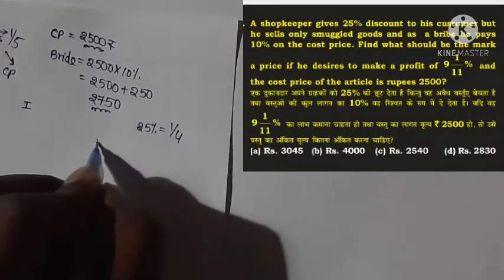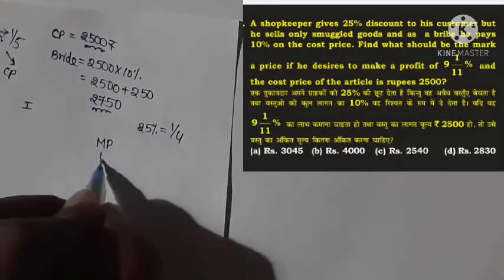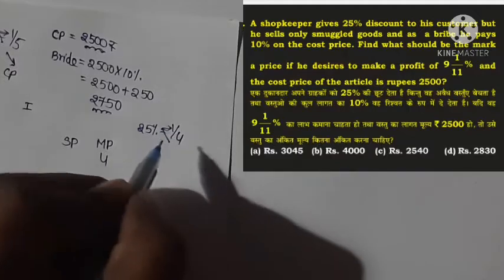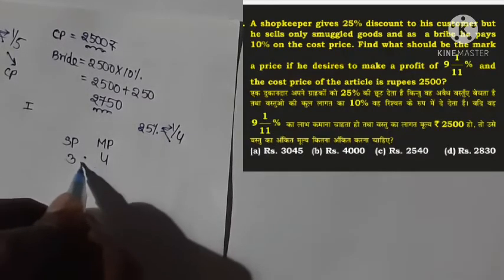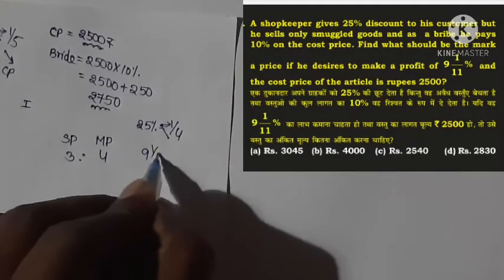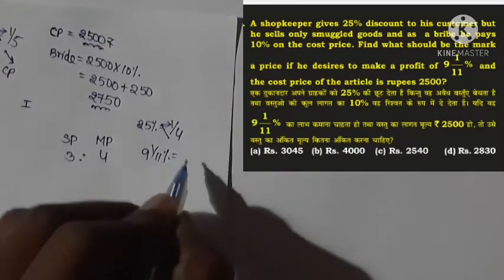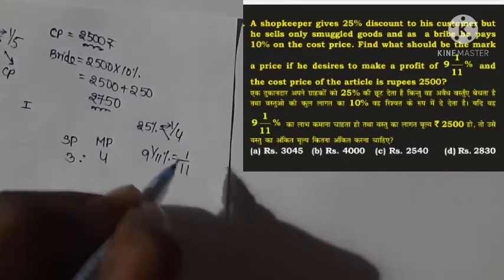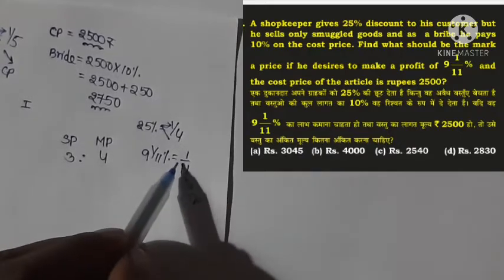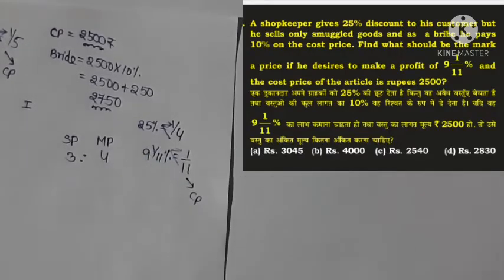Here the mark price is 4 and the selling price is a discount of 1, so 4 minus 1, the value is 3. She decided to make a profit of 9 1/11%. The profit is 9 1/11%, so the equivalent fraction is 1 by 11. See, the cost price is 11, the profit is 1, so the selling price is 12.